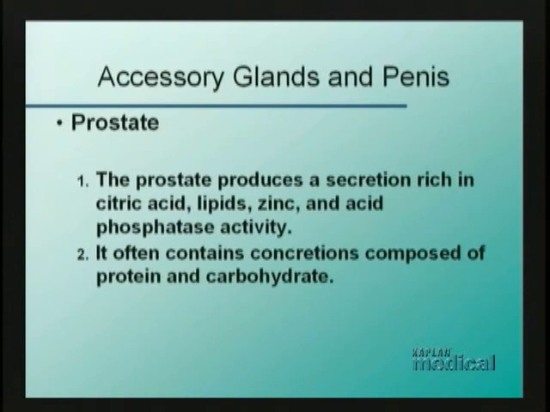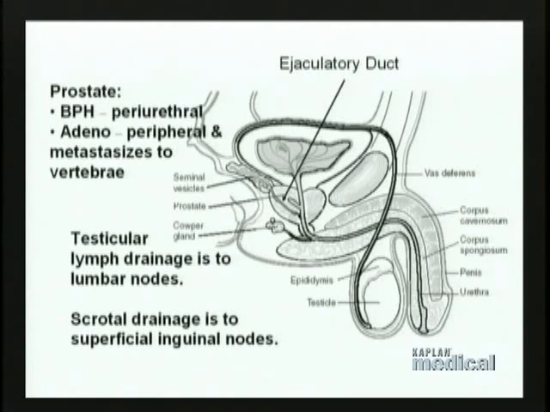It's largely rich in acid phosphatase, zinc, lipids, and citric acid, and often contains various concretions, particularly in humans, that are comprised of protein and carbohydrates. The prostate obviously has dramatic clinical significance because it's a major site of either benign or metastatic enlargements. Typically, male patients that develop benign prostatic hyperplasia, that enlargement typically develops in the periurethral zone.